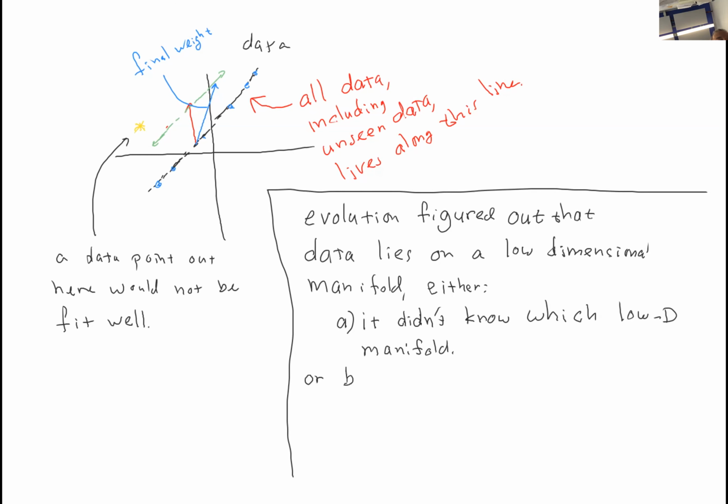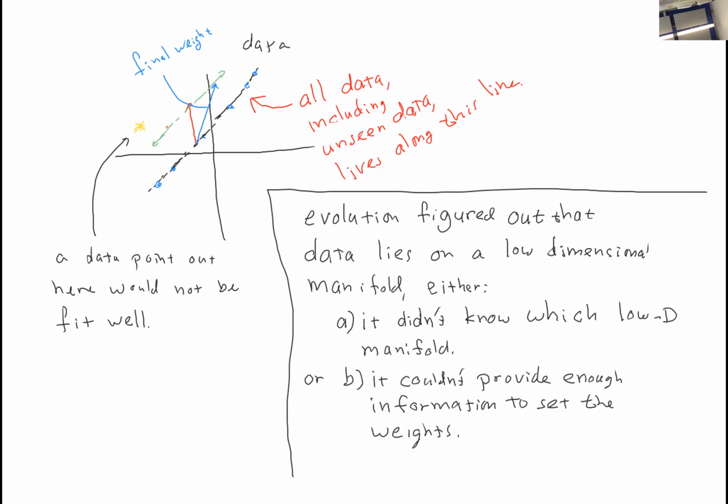Or B, it couldn't provide enough initial conditions. It couldn't provide information to set the weights. And it kind of makes sense for things like language, who your friends are, who's going to eat you, who's not. That varies from one generation to the next. So it doesn't make sense to pass that through the genetic bottleneck.